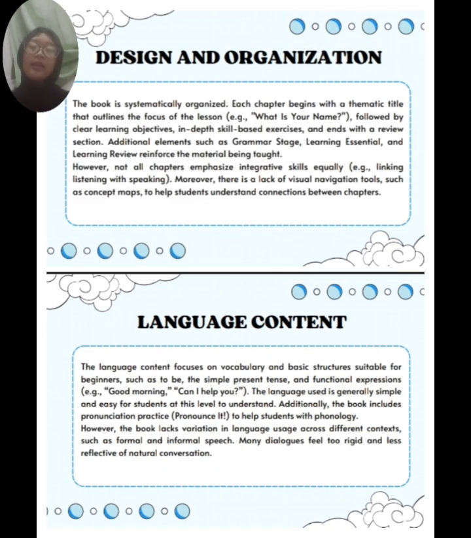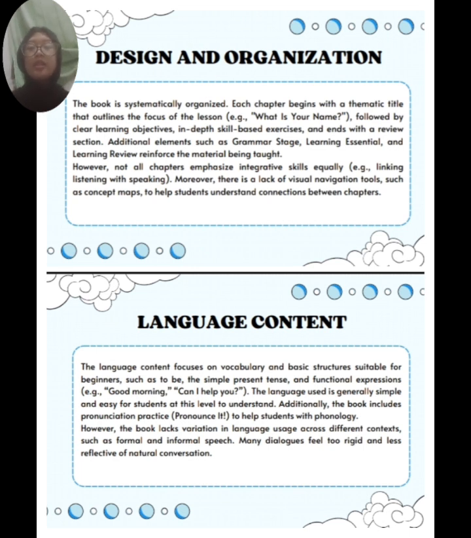Second is design and organization. The book is systematically organized. Each chapter begins with a thematic title that outlines the focus of the lesson, for example, "What is your name?" followed by clear learning objectives, in-depth skills-based exercises, and ends with a review section.